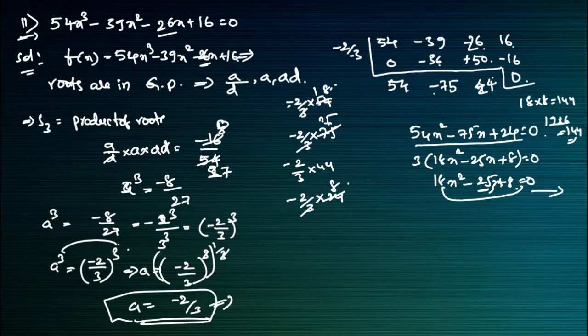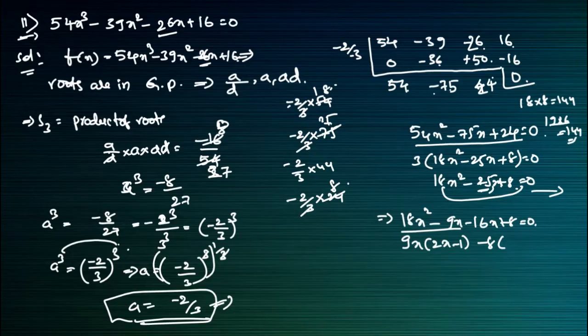So I will do here 18x square minus 25x plus 8. I split the term like 9x minus 16x plus 8 is equal to 0 here. I will take common 9x from these two terms, 9x into 2x minus 1 will come here. 8 I will take common, minus 8, so it will become 8 2s are 16. So 8 into 2x minus 1 is equal to 0 will come. So 9x minus 8 is equal to 0, and here 2x minus 1 is equal to 0. So x is equal to 8 by 9 and x is equal to 1 by 2.